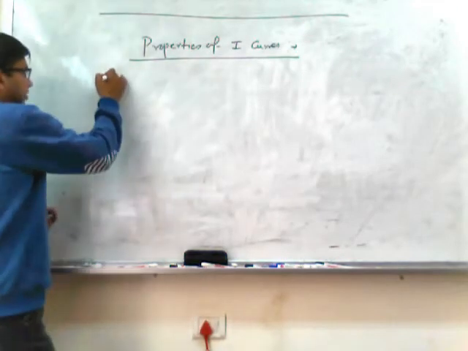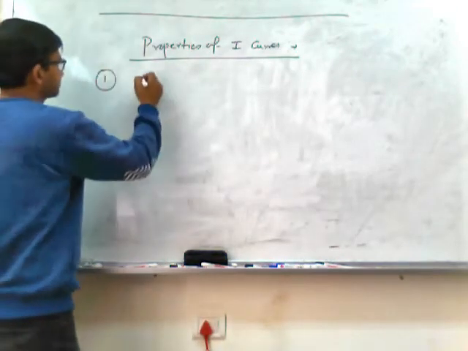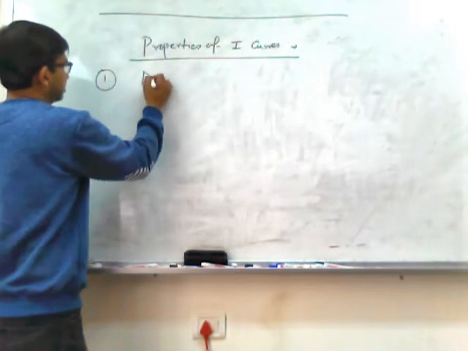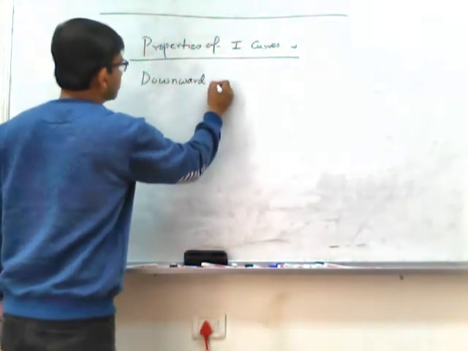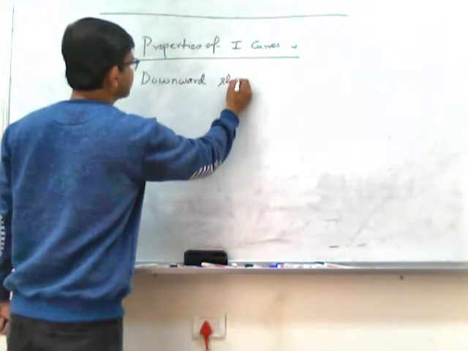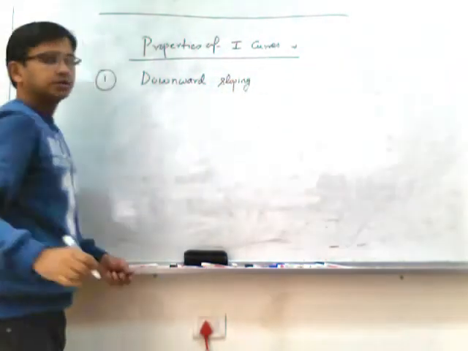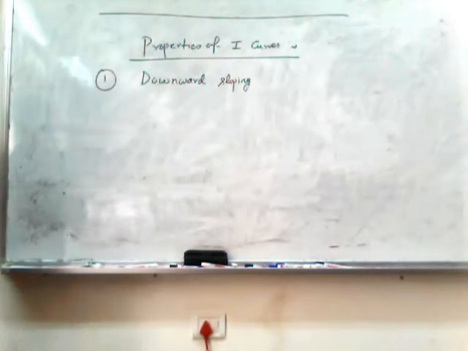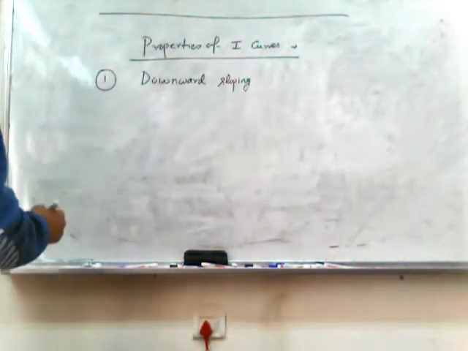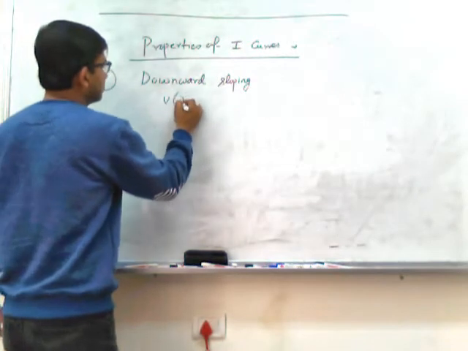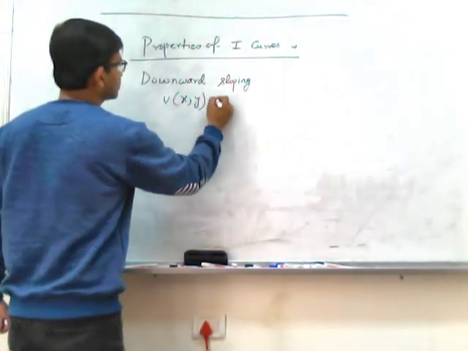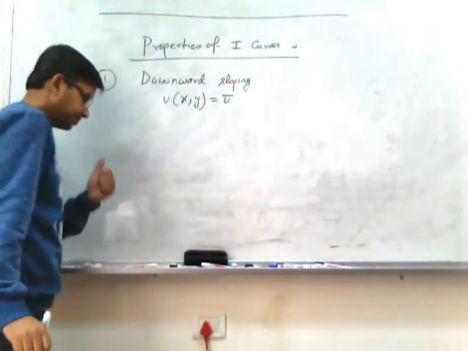So first property is these indifference curves are downward sloping. So if we consider logically, what is the equation of indifference curve? That is u(x, y) equals a constant.